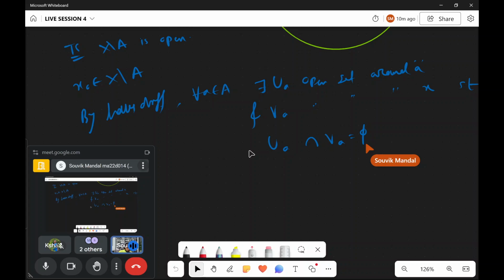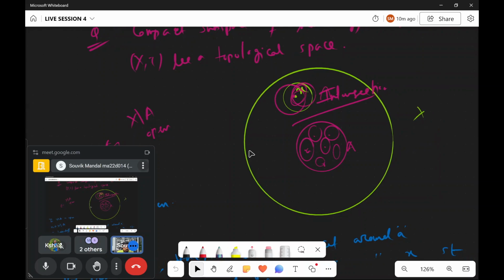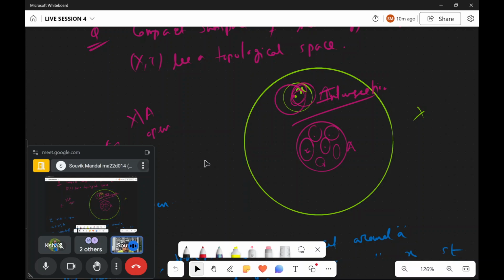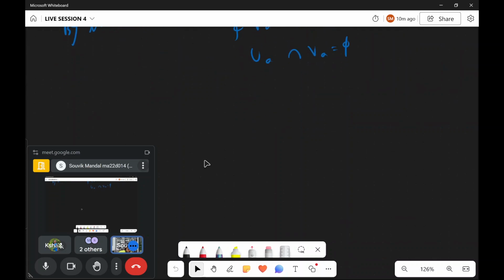So what we are doing is the following. By Hausdorffness, for each a belonging to A, we are able to get some open balls around x and around a, which are disjoint from each other. So U_a intersection V_a is equal to empty.